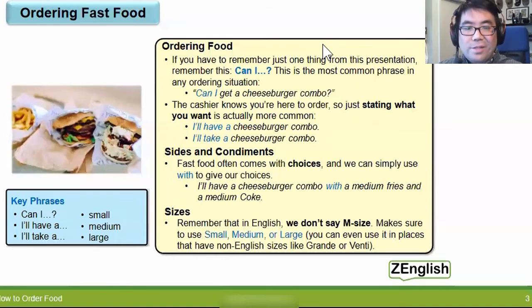That's really all there is to know about ordering food. It really is just choosing those items from the menu and saying "Can I" or "I'll have a." And that's all you need. Nothing more complicated than that.